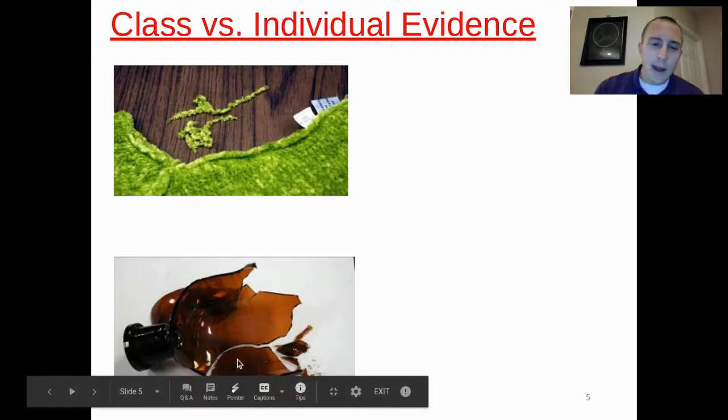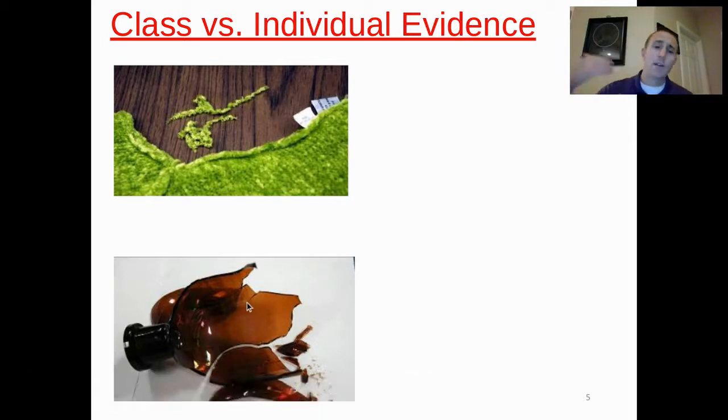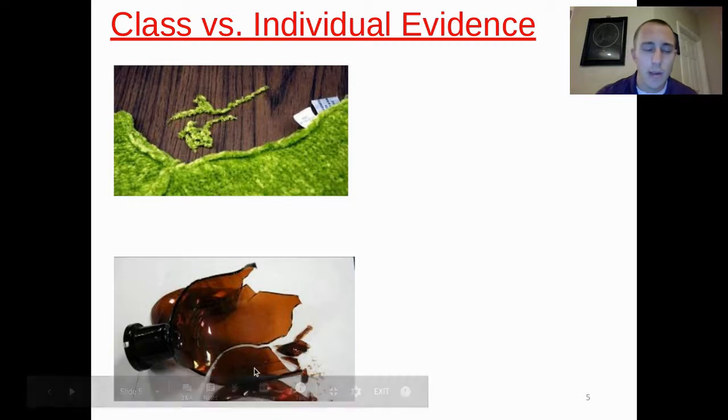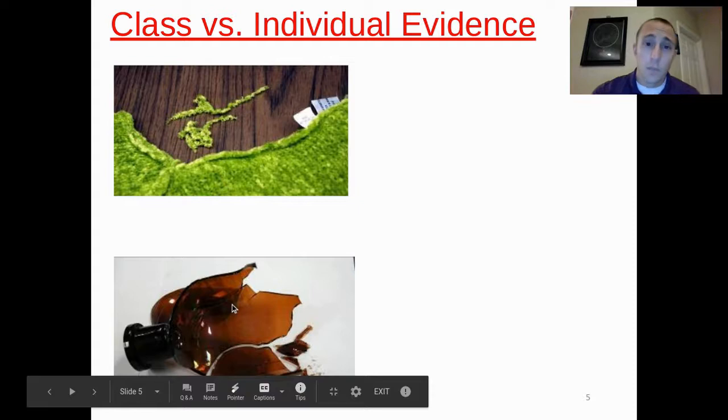So now in the bottom here, let's say that this top part of this bottle was found in the car of a suspect, and these shards of glass down here were found at the residence. So for the second one, let's say that the top of this bottle was found at the residence of a suspect. And this section that's on the bottom here, these broken shards of glass, were found at the crime scene.